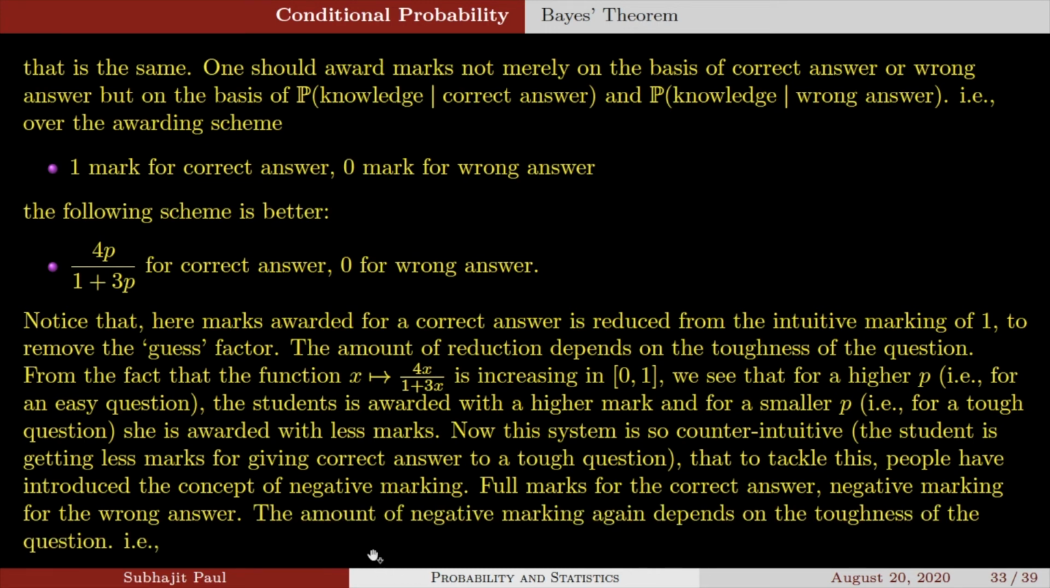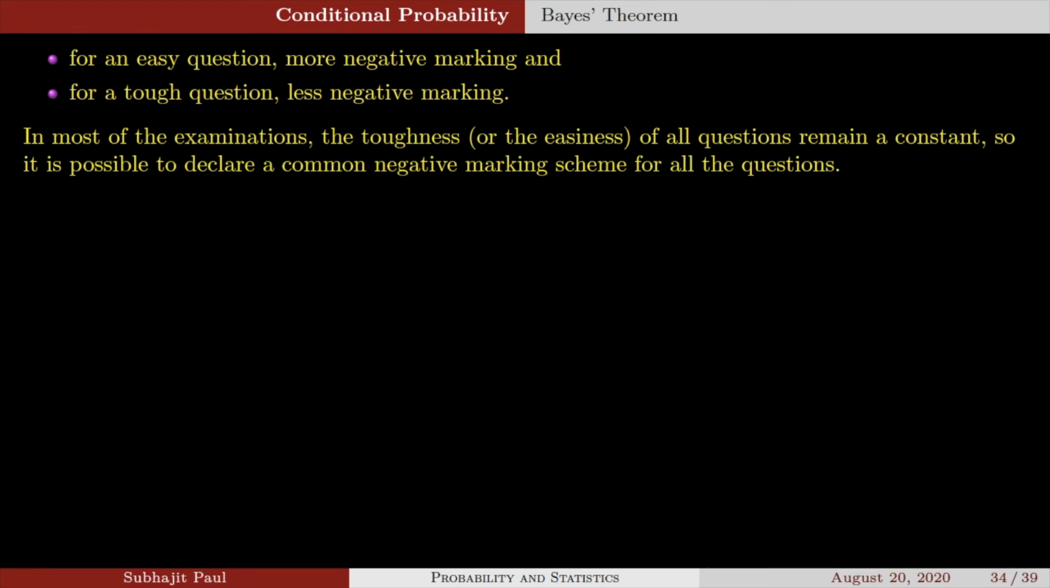And the amount of negative marking again depends on the toughness of the question. That is, for an easy question, more negative marking, and for a tough question, less negative marking. In most examinations, the toughness or easiness of all questions remains constant, so it is possible to declare a common negative marking scheme for all the questions. Now, the second example.